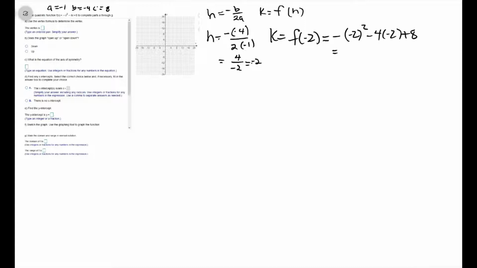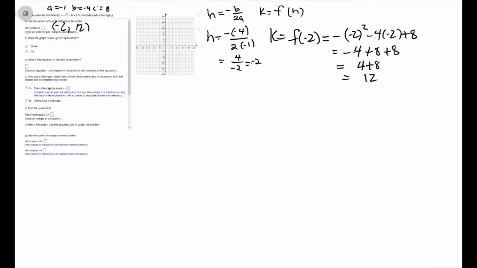We're going to simplify following order of operations. I'm going to apply the exponent first. Negative 2 squared is a positive 4, but we carry that negative down. Negative 4 times negative 2 is a positive 8 plus 8. Negative 4 plus 8 is positive 4, plus 8 gives me 12. So now we have our vertex being negative 2, positive 12.